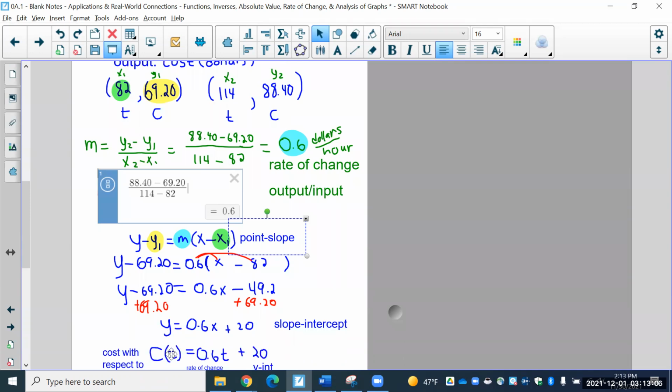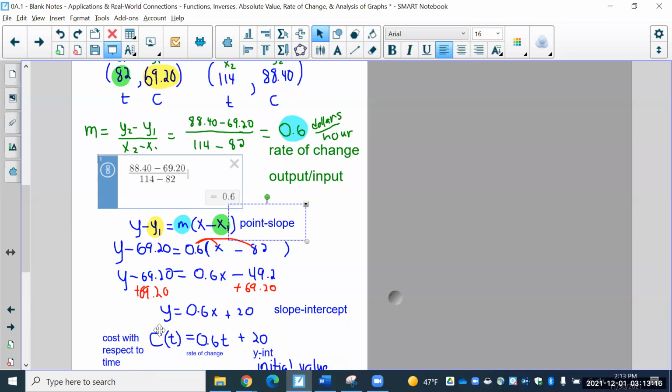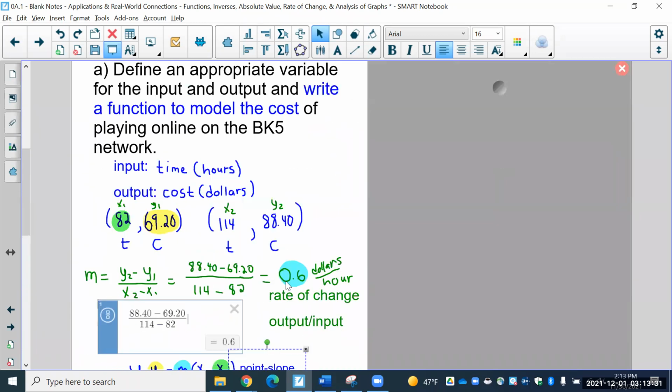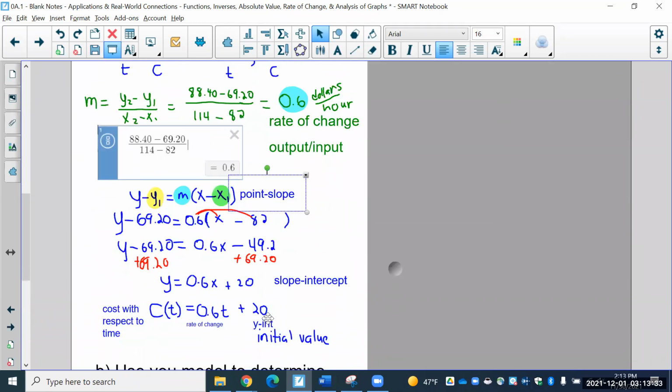So we would want to change the Y into C and the X into T to make it make sense in this problem. This thing right here is function notation, and it would be read cost with respect to time, very important for later math or physics classes. And this rate here would then be always connected to the independent variable. This, as you recall, is the Y-intercept. When you go back up here and look at this equation, the B is the Y-intercept. So the Y-intercept is sometimes asked for in a word problem that is called initial value. Not important in this problem, but it can come up in other problems.